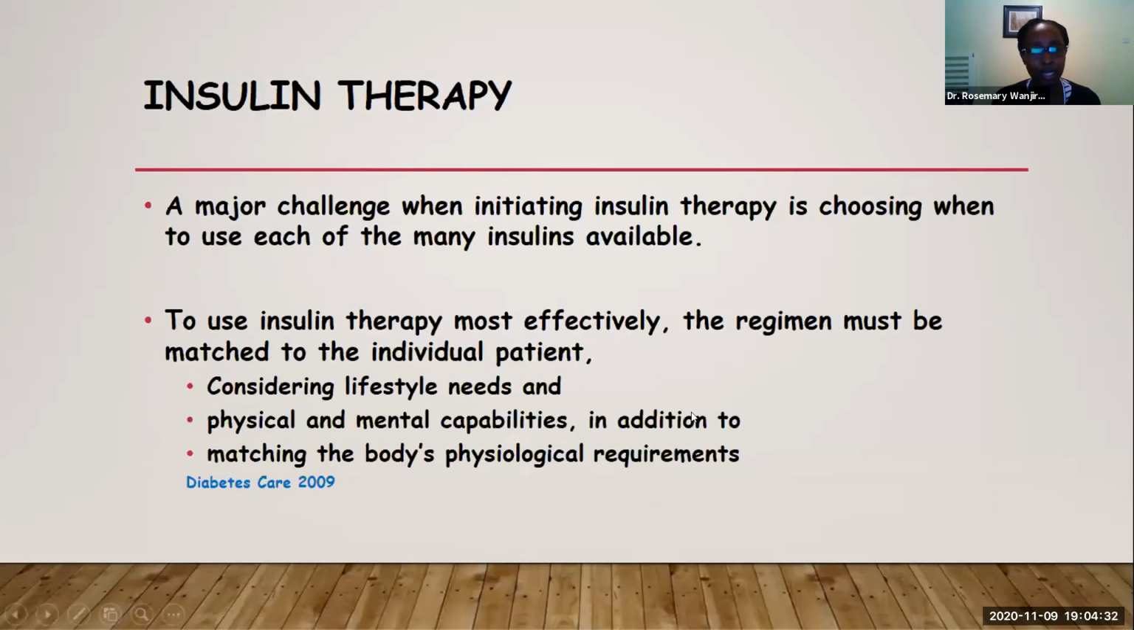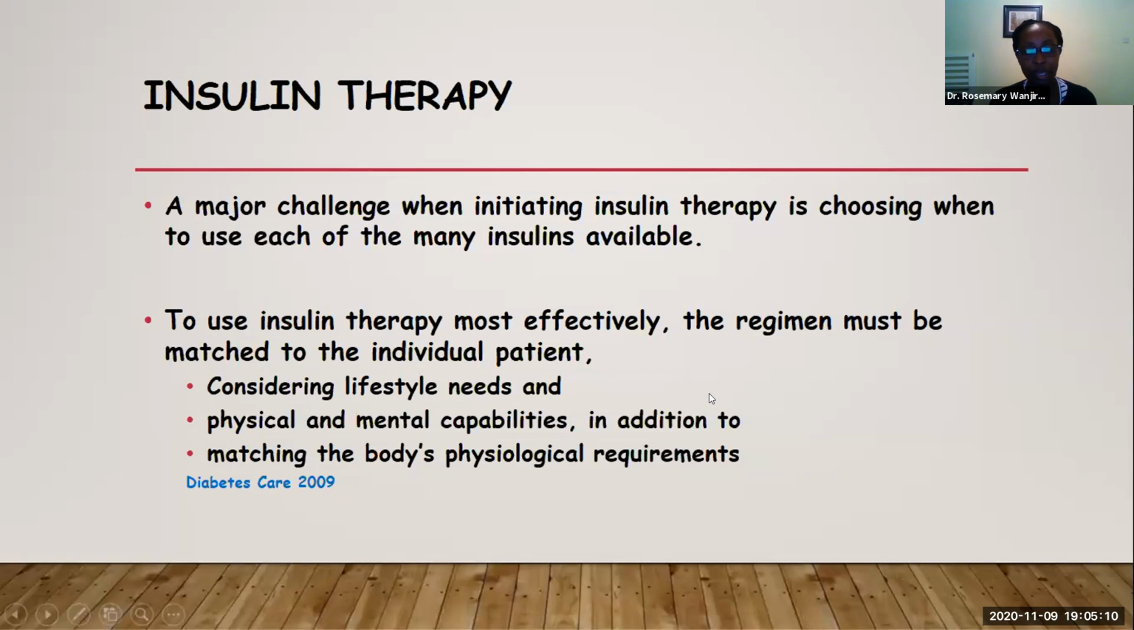Now, when we're starting insulin, it's usually a big challenge when initiating, because you have to choose which insulin is available and which insulin will work best for the patient. So the key thing is that you have to individualize your therapy, and patient A cannot be treated like patient B or patient C. So the main thing you have to consider is lifestyle needs. Most of us are in the medical profession. You cannot be treated like those who maybe are staying at home and can have regular meals. So you have to look at that patient and individualize.